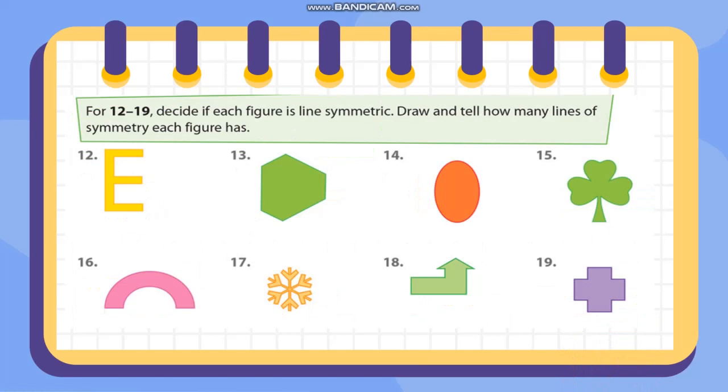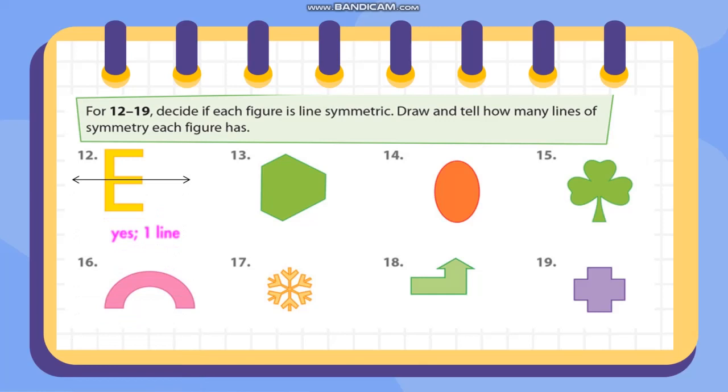Now, here, decide if each figure is line symmetric. Draw and tell how many lines of symmetry each figure has. So number 12, letter E. Is that figure line symmetric? The answer is yes, and there is one line. And where is it? Here. So that is line symmetric and there is one line.